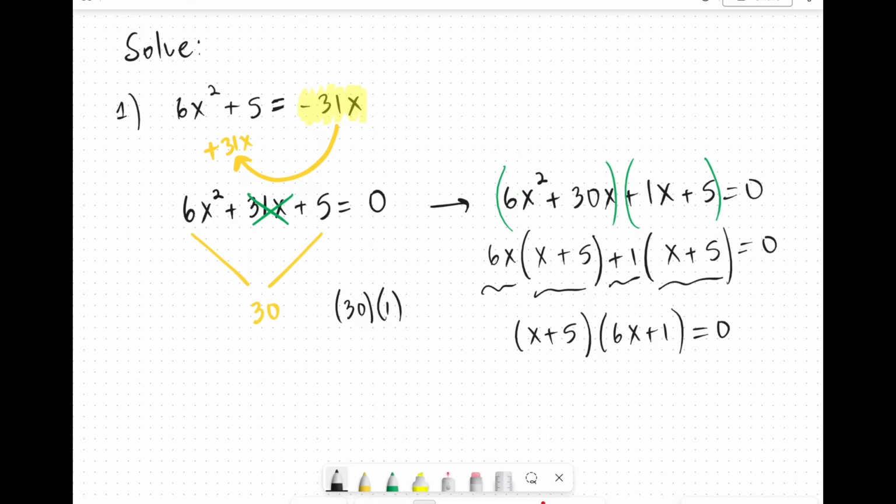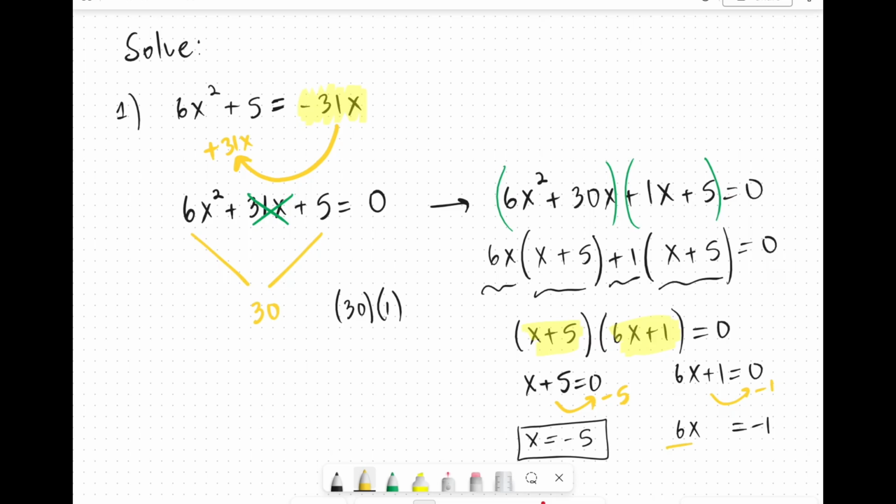If this was a factoring problem, you would stop right here, but this is a solve the equation problem, so we have to have that extra step of setting each factor separately equal to 0. To solve the first little equation, you have to take the positive 5, make it negative on the right side. So the first answer for this equation is negative 5. For the second equation, first step is remove the 1 by subtracting it. And then remove the 6 through division. So the second answer is x equals negative 1 over 6.